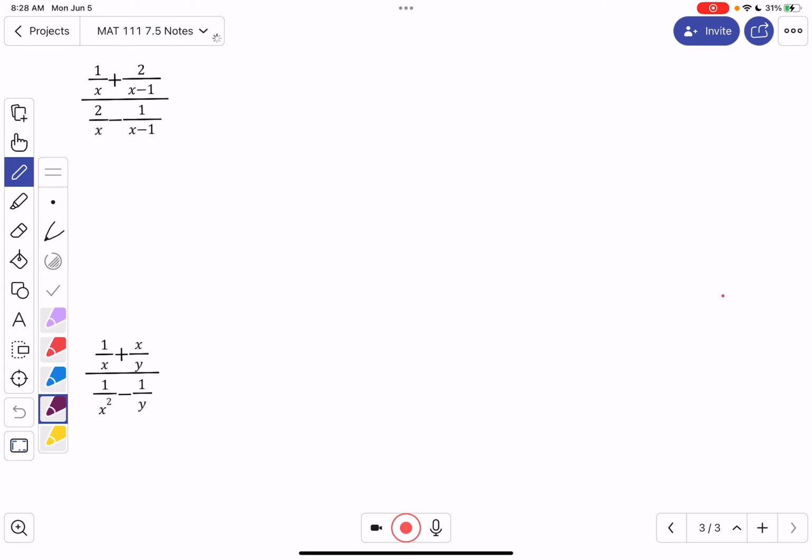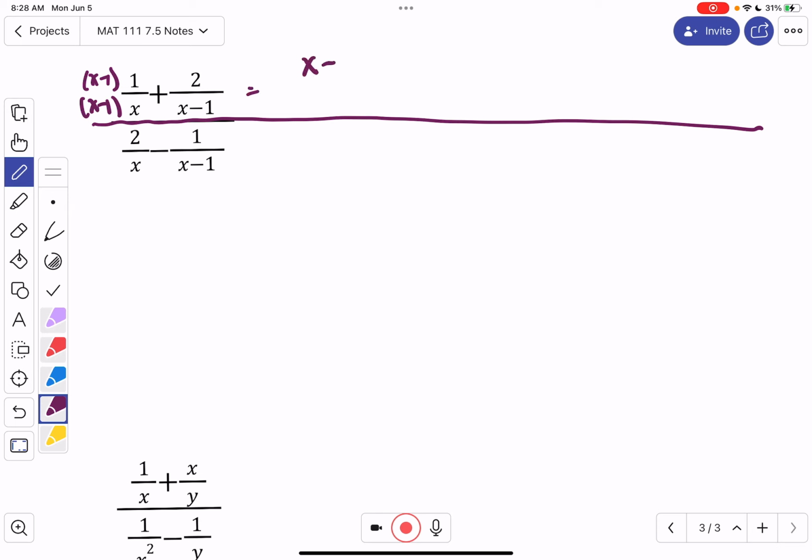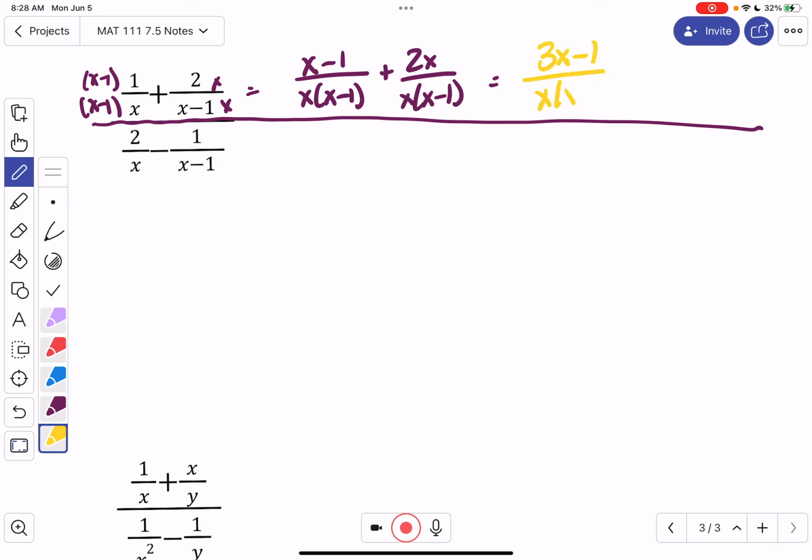All right, let's check out the next one. So if we start with the top, we need to multiply the first one by x minus 1. So we get x minus 1 over x times x minus 1. Multiply the second one by x. So we get 2x over x times x minus 1. Combine like terms on the top. 2x plus x is 3x. So we're left with this as our new numerator.